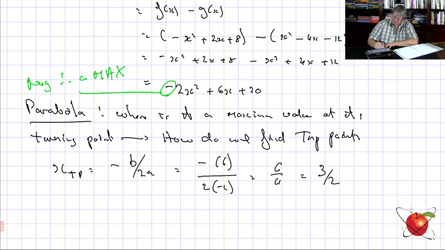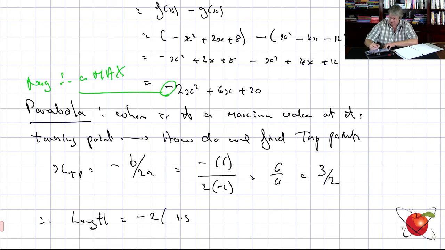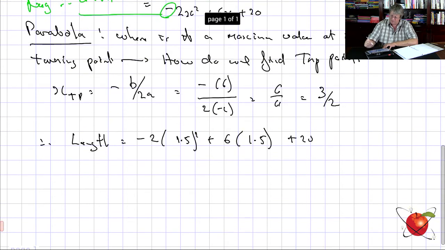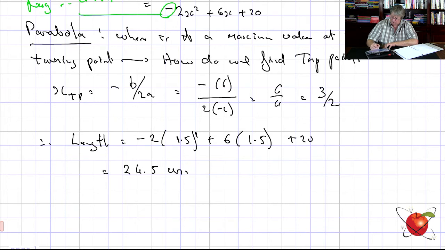All right? Therefore, the length equals, and we're going to substitute minus 2, 1.5 squared, plus 6 times 1.5, plus 20. All right? Therefore, we're going to say the length is equal to 24.5 units. All right? That is going to be the length of that.